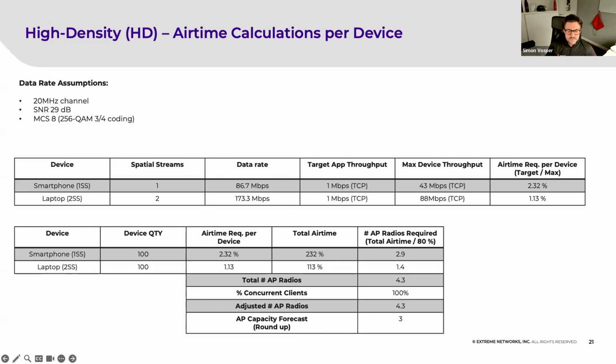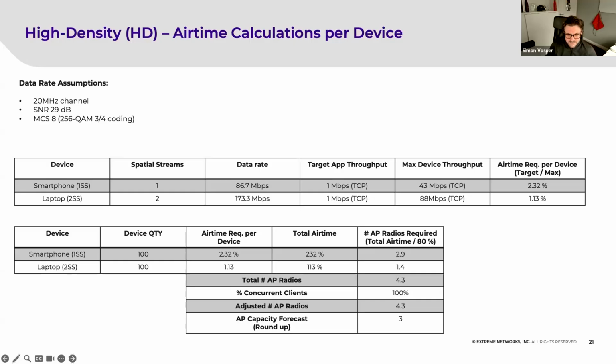Take those two figures and divide them by 80%, right? Because we wouldn't want to design our system to be running at 100% utilization. Doesn't really make sense. That gives us 2.9 for the smartphone, 1.4 for the laptop. If we add those together, assuming 100% concurrence, what we find is that we need 4.3 radios to give all of those devices enough airtime to get the required TCP throughput of 1 megabit per second.